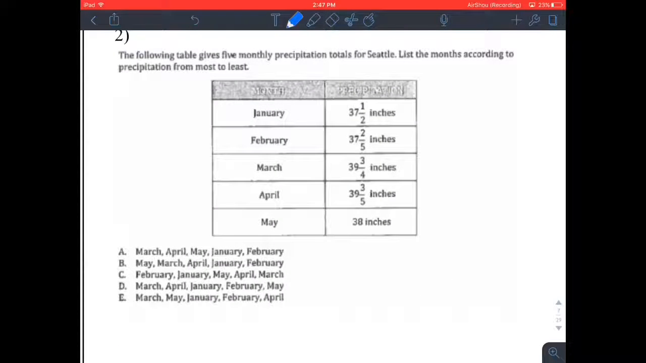Number 2, the following table gives 5 monthly precipitation totals for Seattle. List the months according to precipitation from most to least. So these are both 39s. So obviously that's going to be 1 and 2. Not sure which one is 1 and which one is 2. This one's going to be third for sure, because it's 38, and then these ones are going to be 4 and 5. So we need to compare these fractions to see how these fractions stack up with each other.